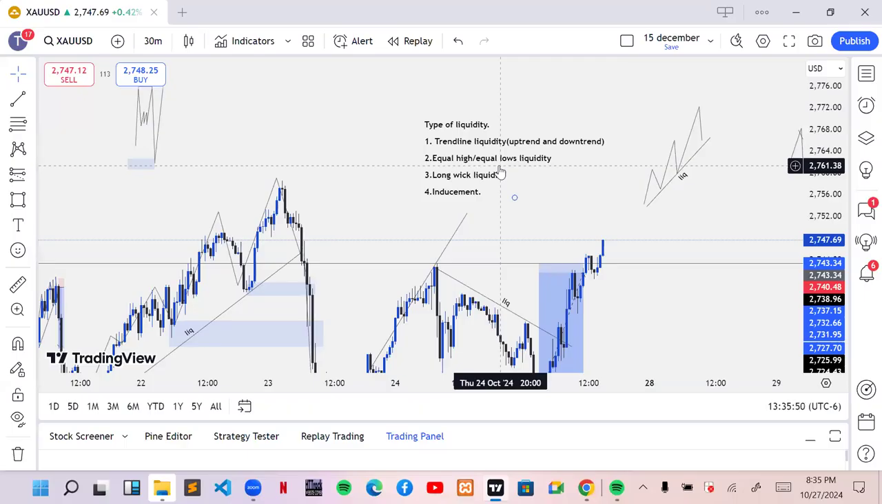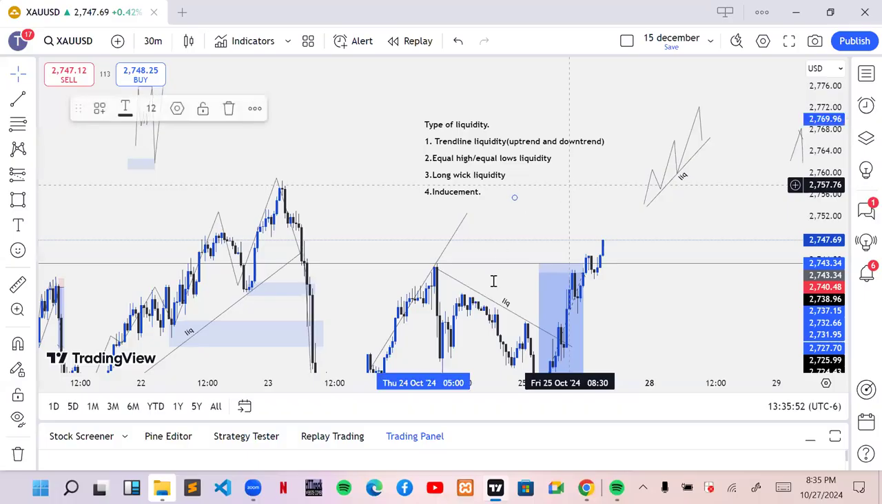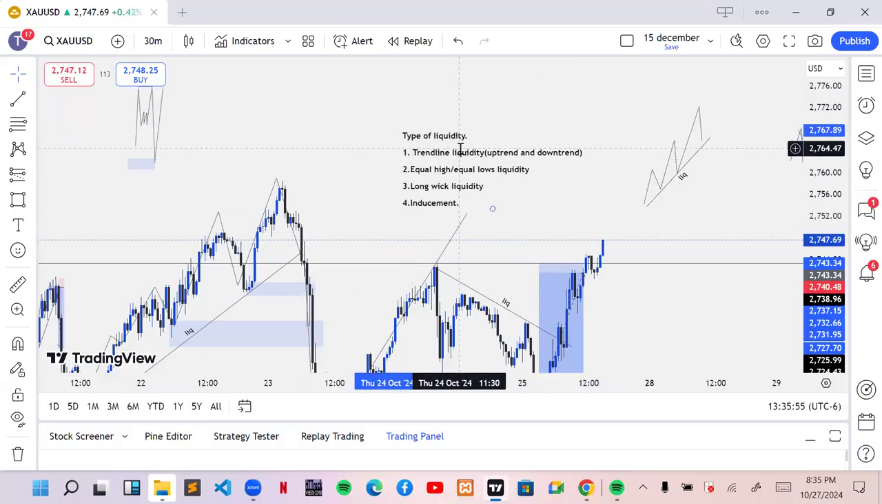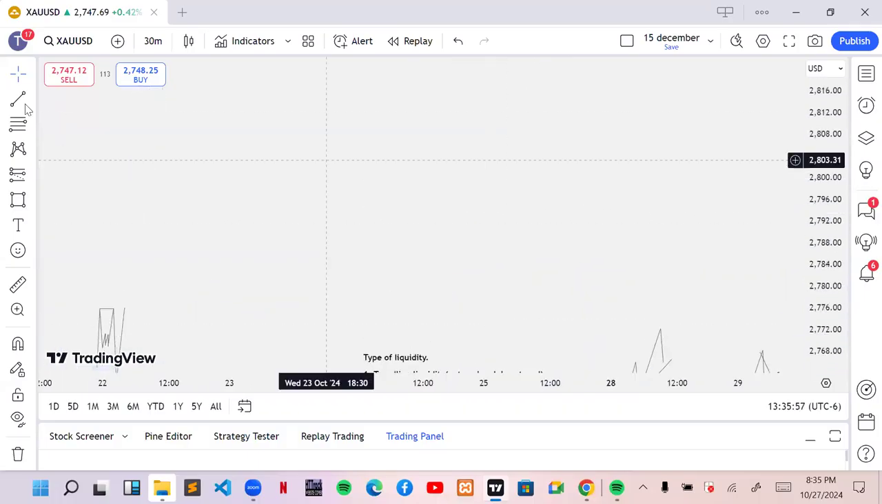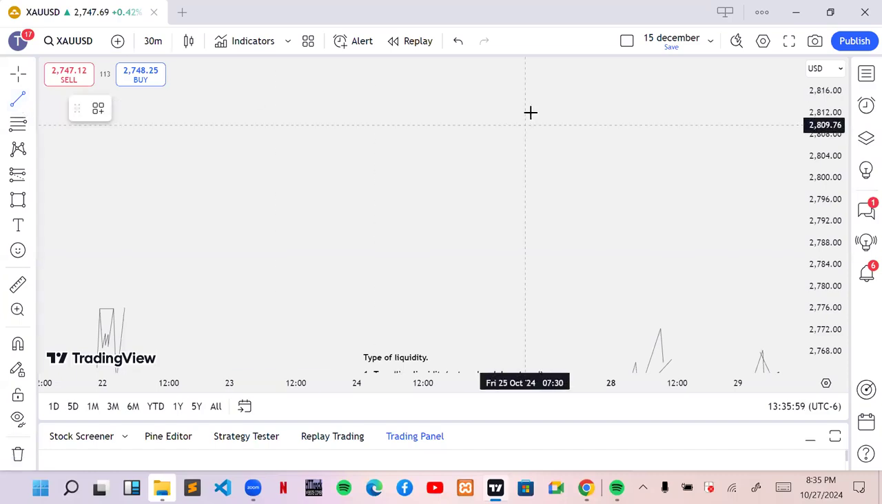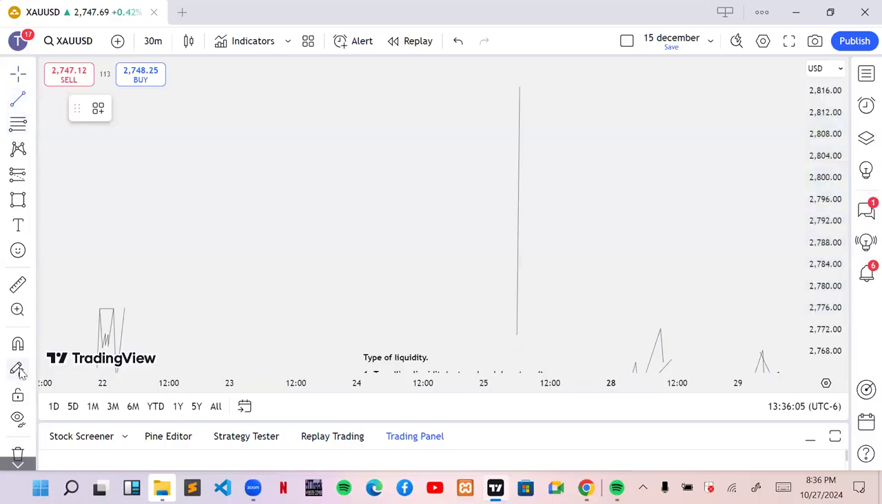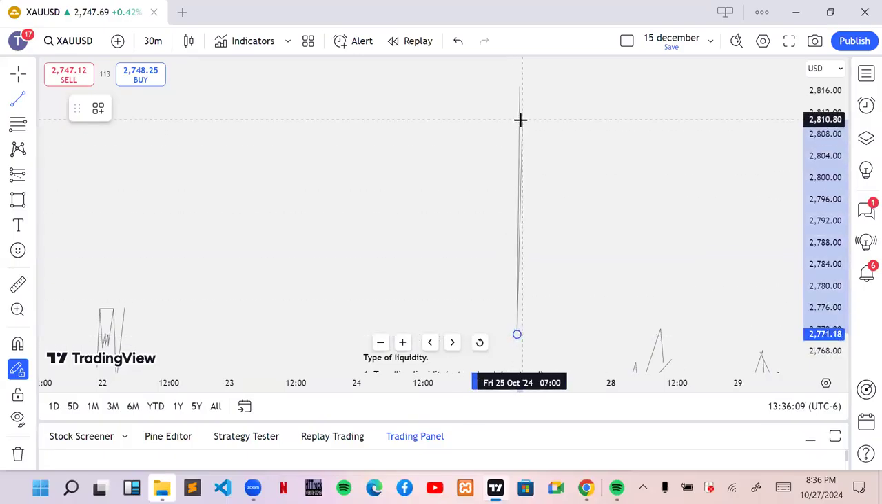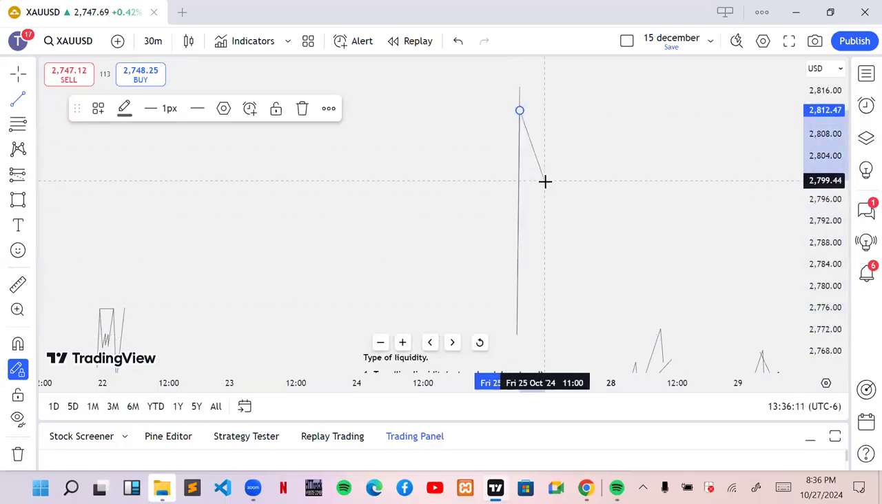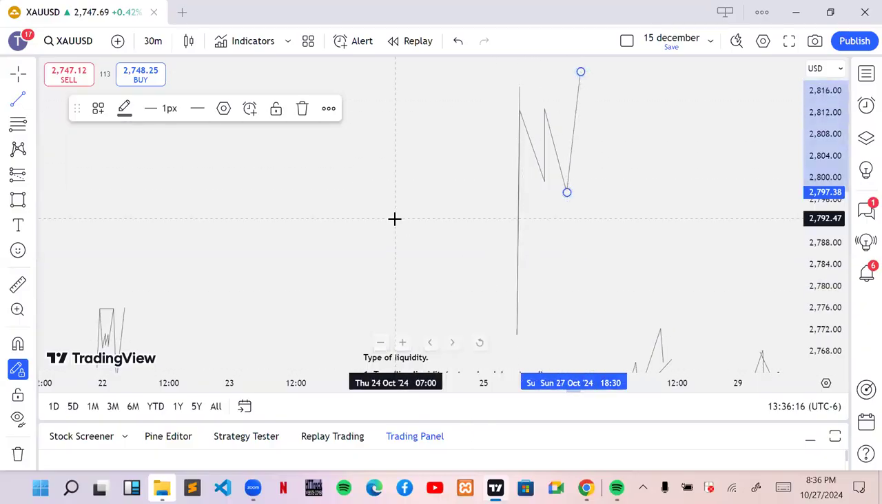Now, long wick liquidity happens most of the time when there's too much volatility in the market. So let's say during news, the news makes the market move, and there's a huge spike in the market, and price eventually reverses up like this. Then there's a spike in the market, and price now does something like this, back up, and then starts moving. So this spike in the market is actually liquidity.